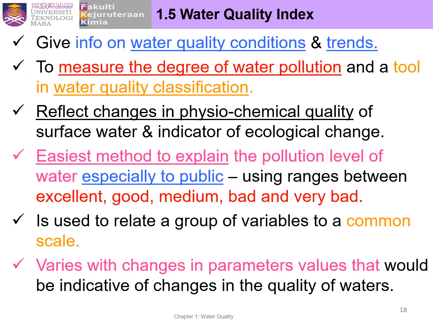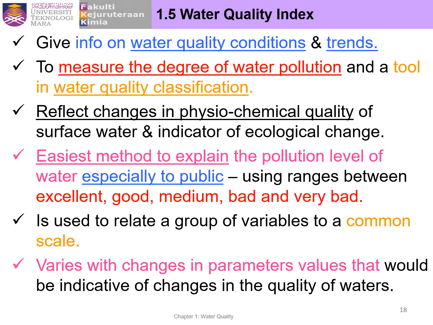Okay, the next part is the water quality index. For the water quality index, it gives info on water quality condition and trends. The purpose is to measure the degree of water pollution, and it is a tool in water quality classification. So it means that from the water quality index, we can know the classification of the water quality. It is the easiest method to explain the pollution level to the public especially.